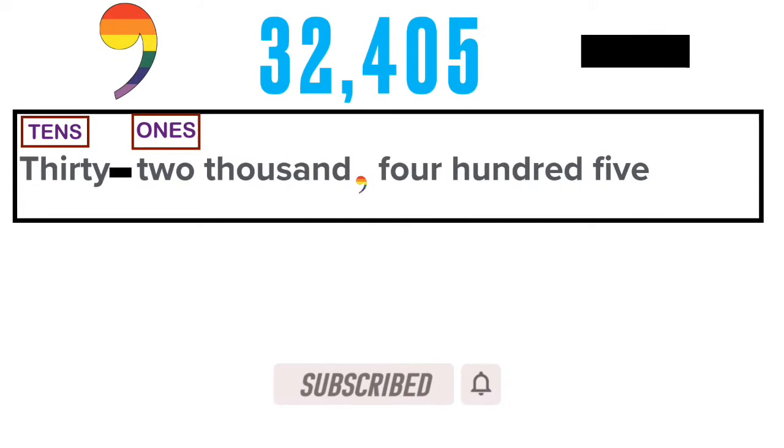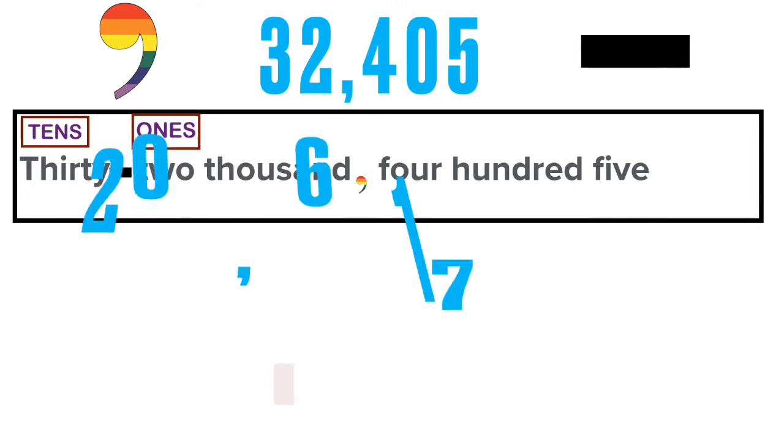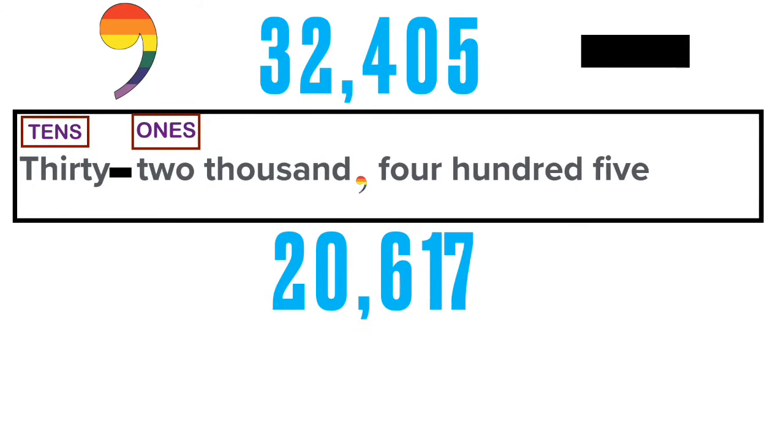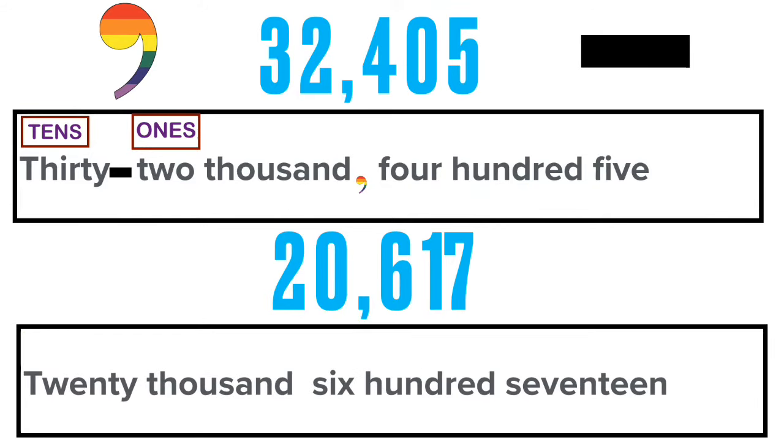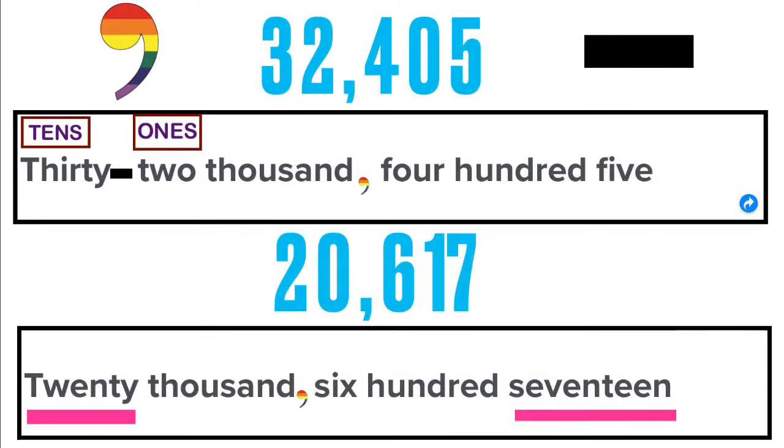So now, let's have our last example, 20,617. So let's write first 20,617 in words. The first thing that you need to do is to write a comma after the word thousand. Let's write it. Then, let's look at the tens and the ones number. Since 20 and 17 are only one word, we don't need to write hyphen between them. That is the correct way in writing 20,617 in words.